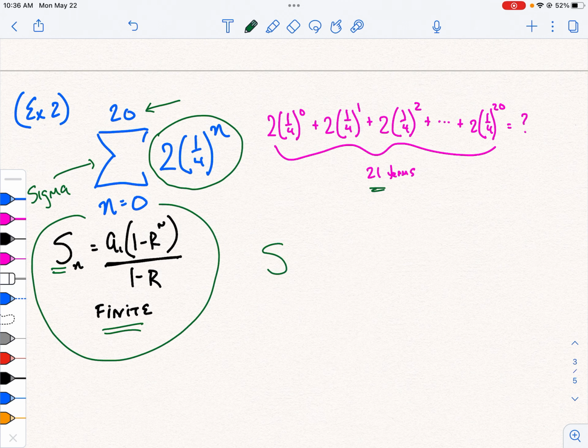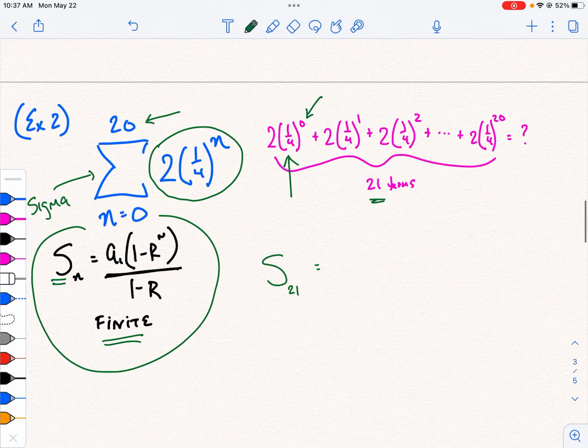So here we go. For the sum of a finite geometric series, we have 21 terms. We get that because from 0 to 20 is 21, since we count the 0. Now the first term is whatever we get when we put our starting number in there. So 2 times 1/4 to the 0 is the same as 2 times 1, so that's just 2. We know this first value is 2, so instead of a sub 1, we're going to put a 2.